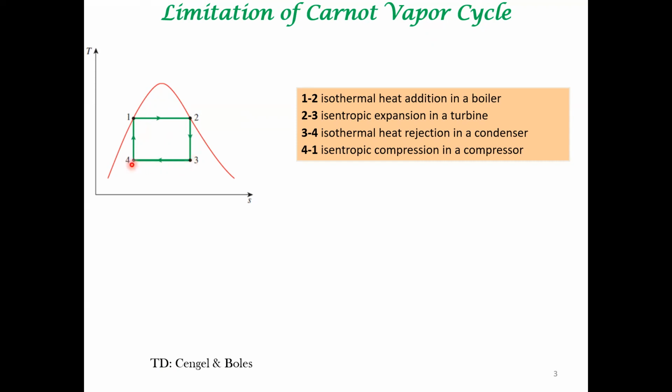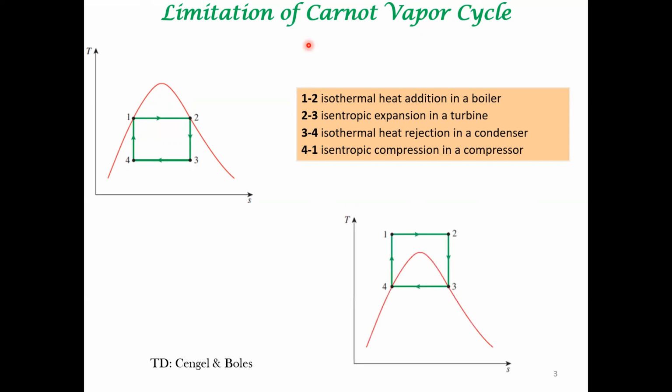And then from 4 to 1 also, compression of a two-phase mixture is difficult. So you don't want a vapor cycle operating in this manner. These are the main limitations of a Carnot vapor cycle. Although we started off saying that the Carnot cycle is the most efficient way to obtain work, right? So these are some of the practical limitations.